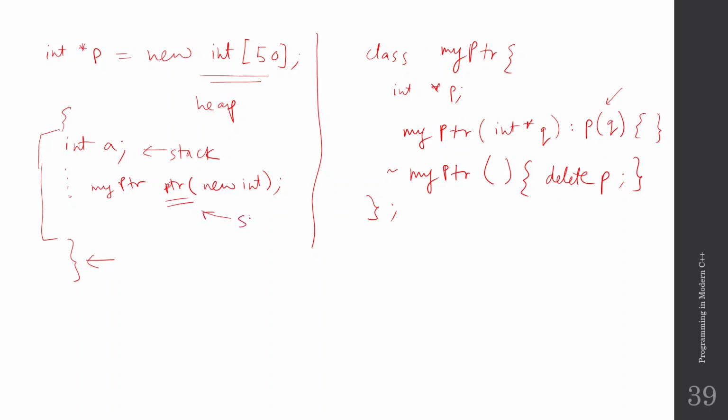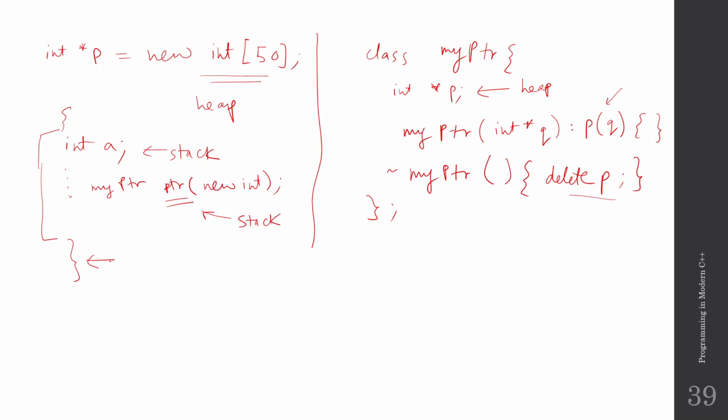So this is stored in the stack only, whereas the variable it's pointing to is stored in the heap. But when it goes to the end of the scope, this my pointer object will be deleted because it's in the stack. As soon as it's deleted, it will call the destructor, which will free up the heap memory also. So this is a way to mimic this automatic deletion mechanism for heap variables also, for dynamically allocated variables also.